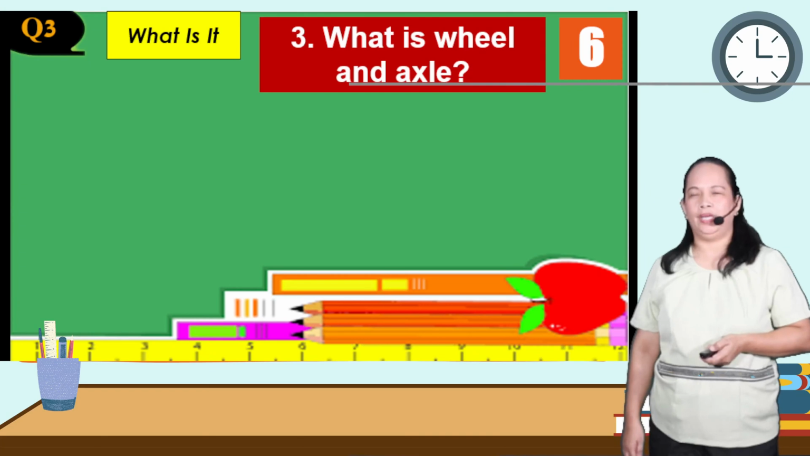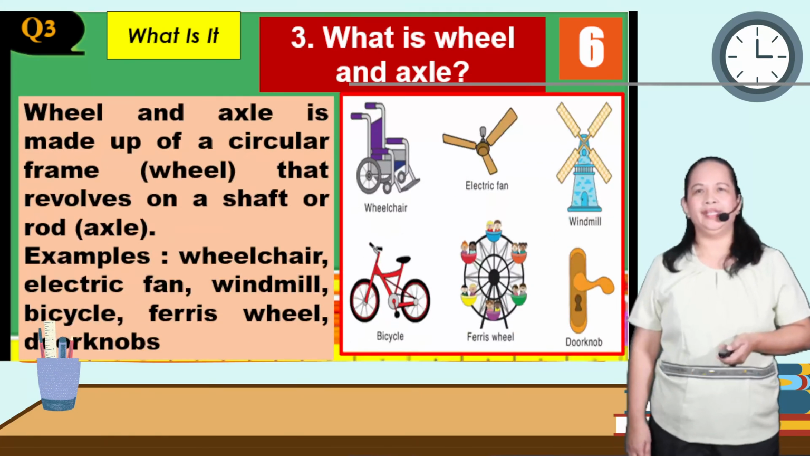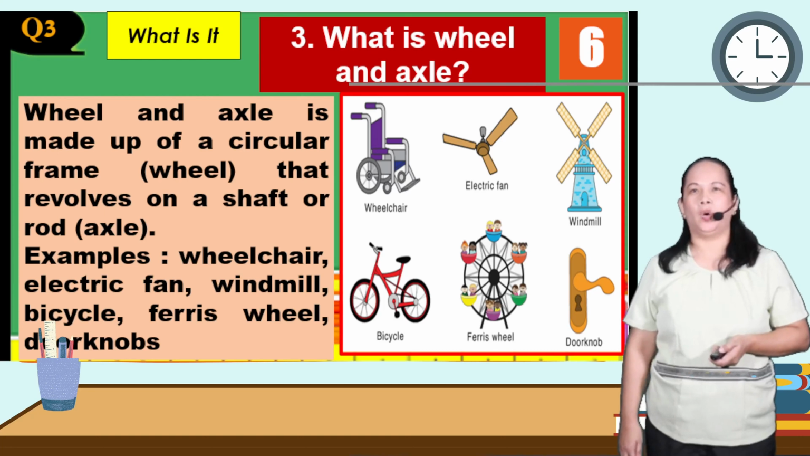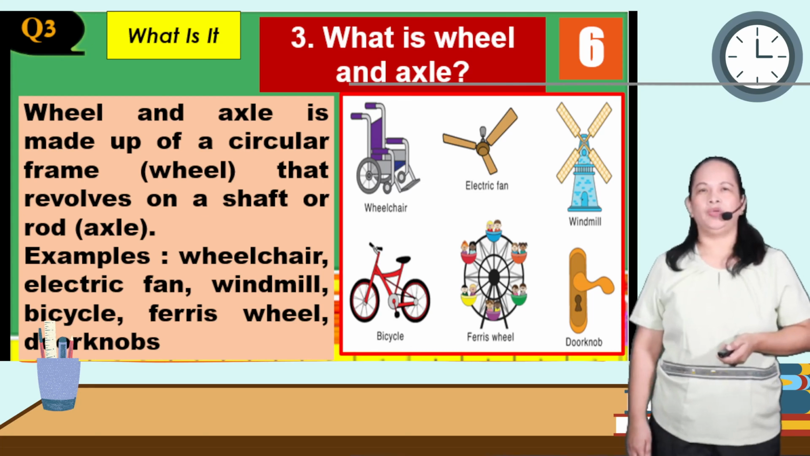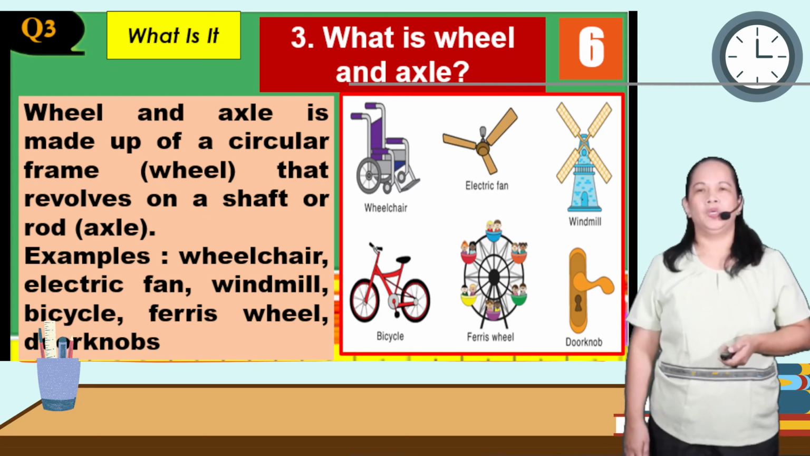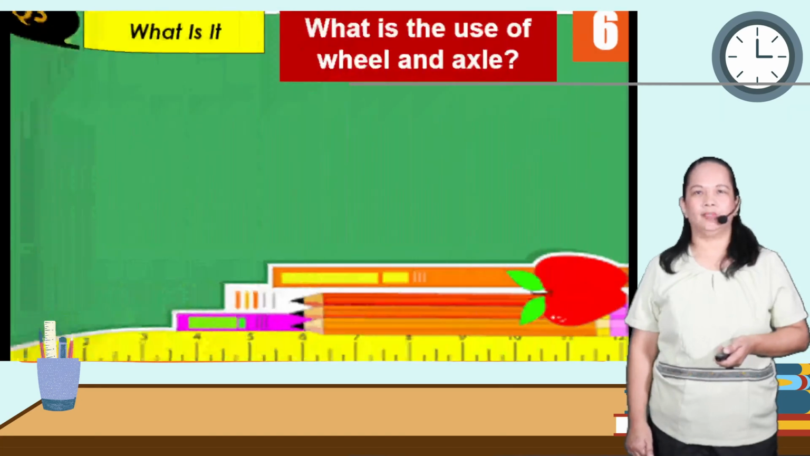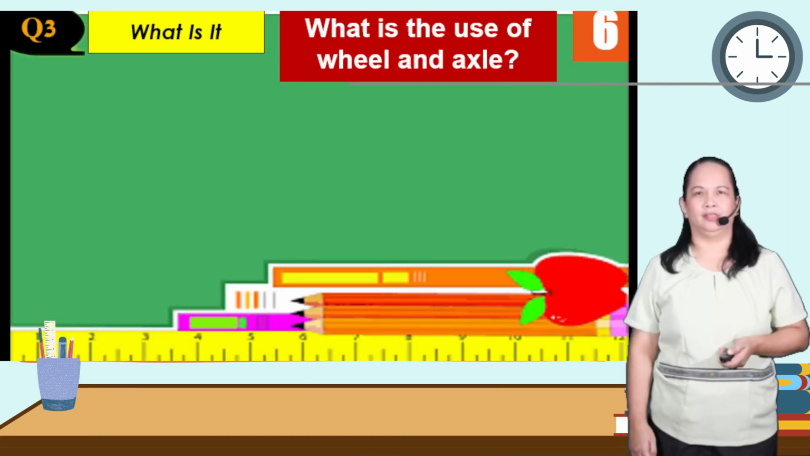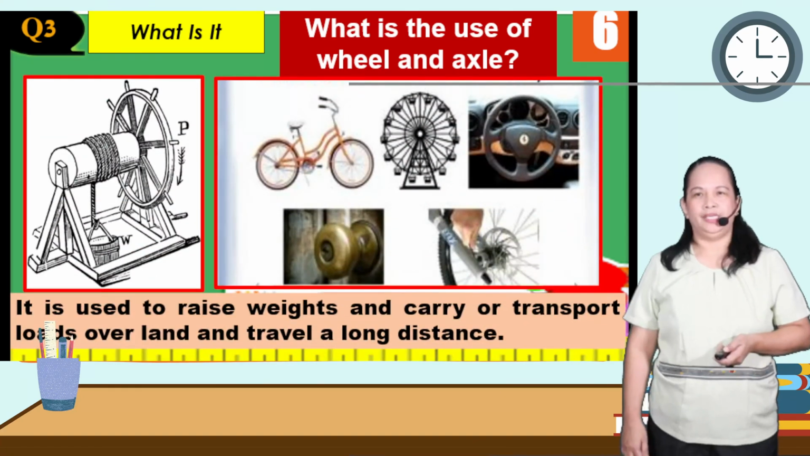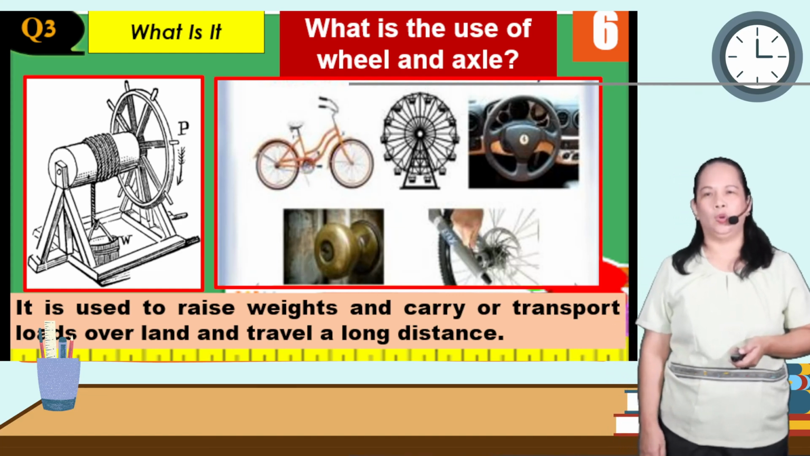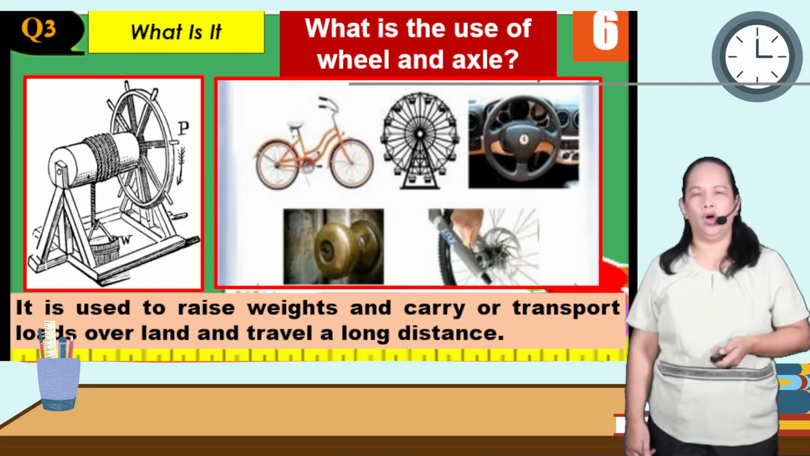Now, what is wheel and axle? Wheel and axle is made up of a circular frame or wheel that revolves on a shaft or rod, or the axle. Now, here are the examples of wheel and axle: the wheelchair, electric fan, windmill, bicycle, Ferris wheel, doorknobs, and others. Now, what is the use of wheel and axle? Yes, wheel and axle is used to raise weights and carry or transport loads over land and travel a long distance.